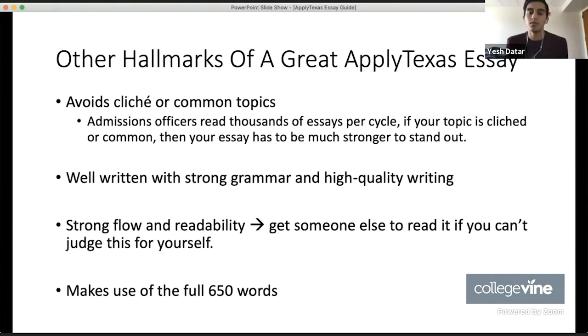Some other hallmarks of a great application essay: avoid cliche or common topics. Admissions officers read thousands of essays per cycle, so if your topic is cliched or common, then your essay has to be stronger to stand out. So I can give an example of that, right? Say you're on a sports team or something. Oftentimes the most cliched kind of essays revolve around sports or music, just happens to be. But there's a way to make them unique, right?